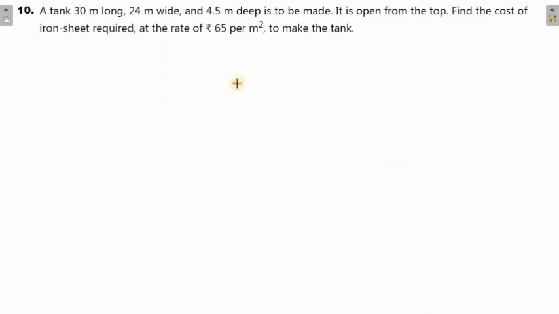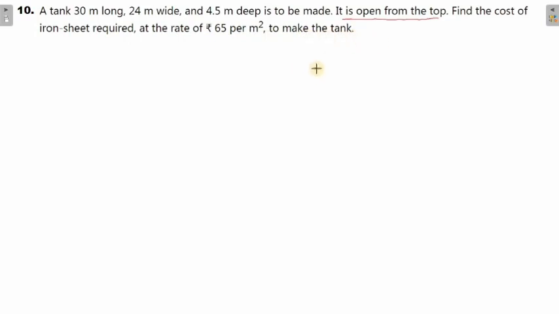Let's move to the next question, and this is going to be my last question for the day. Question says, a tank 30 meter long, 20 meter wide and 4.5 meter deep is to be made. It is open from the top. Now this is very important, everyone. This part is very important. As of now, we were dealing with the closed box, but this time the tank is open from the top. Now find the cost of iron sheet required at the rate of 65 per meter square to make the tank.